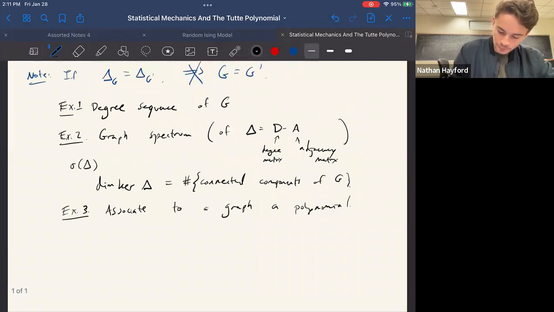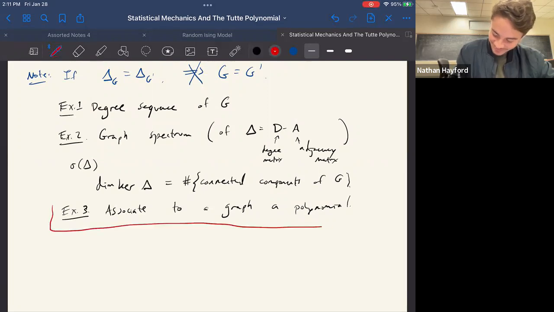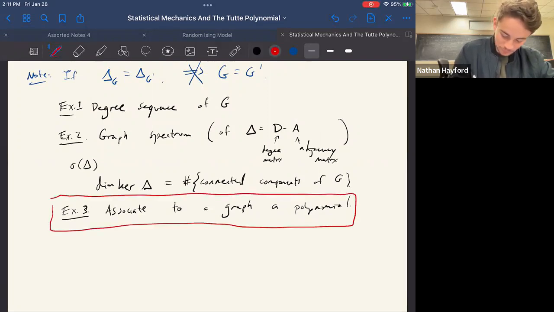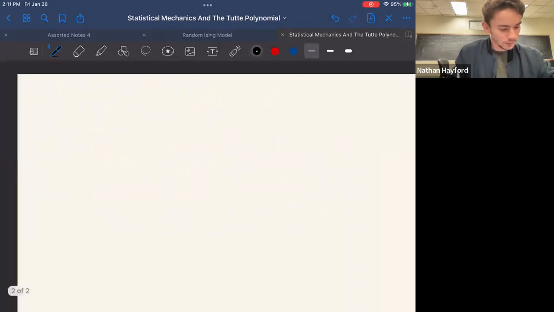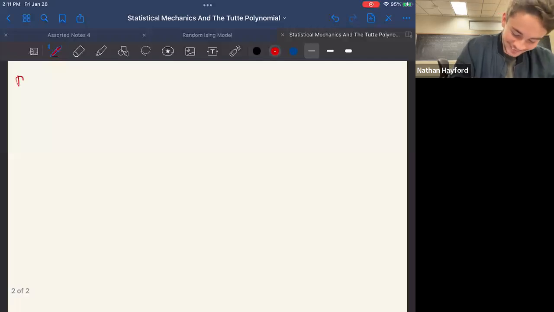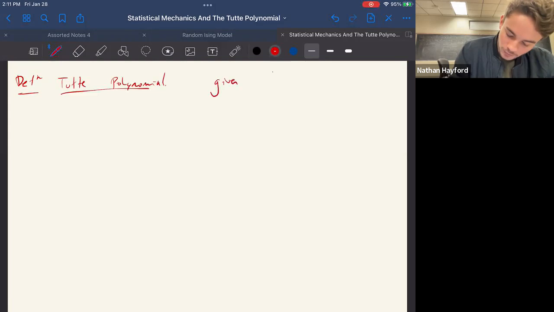So example 3, I did not describe very well. It's very vague. So we're going to spend a little time breaking apart what I mean by associate to a graph a polynomial. So what do I mean by this? So, definition of the Tutte polynomial. I'm given a graph G with vertices and edges.